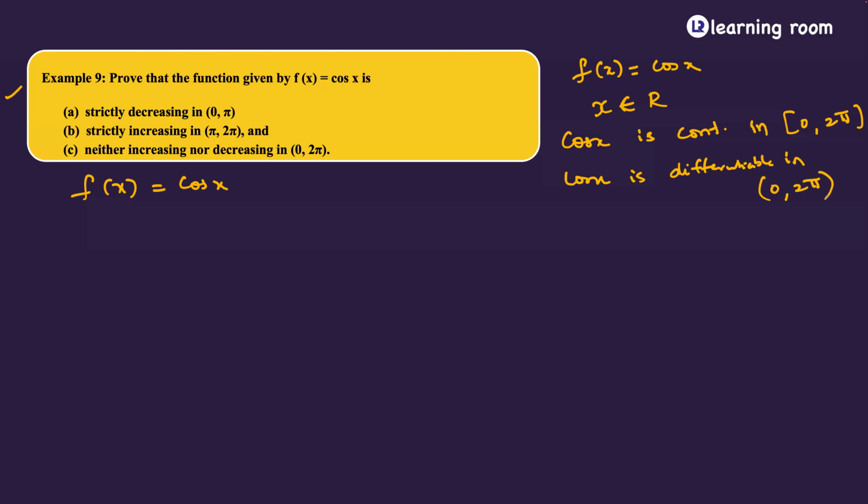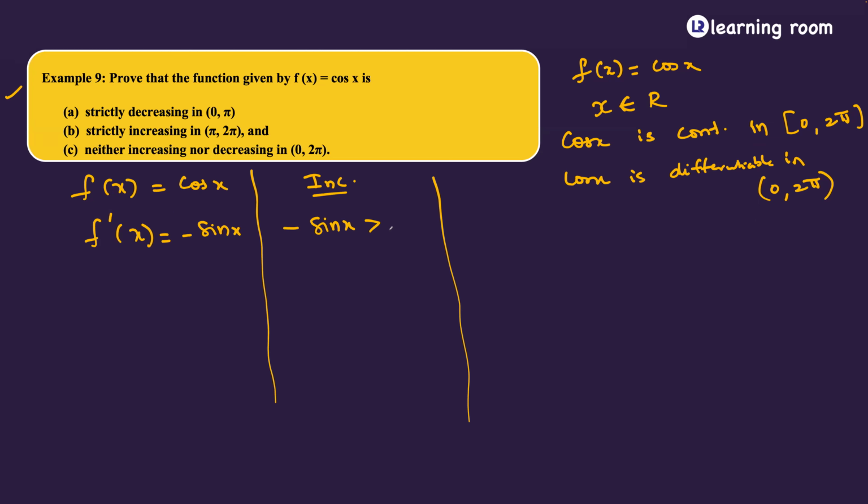We need to check whether f dash of x is greater than 0 or less than 0. So if f of x is cos x, then f dash of x will be minus sin x. Now I'll break the question into two parts. If I talk about an increasing function, minus sin x is greater than 0. Then what will happen to sin x? It will be less than 0. So where is sin x going to be negative? Sin x is negative in the third and fourth quadrant.